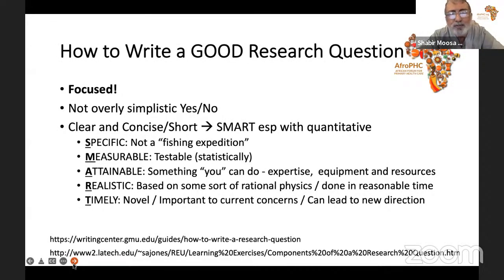Now, you also don't want to be having yes or no questions. Questions need to have some depth. You can't ask one question, is everybody in Africa got COVID? Yes, no. But that's not really very helpful if you're asking very simplistic yes, no questions. So you've got to think about some depth.